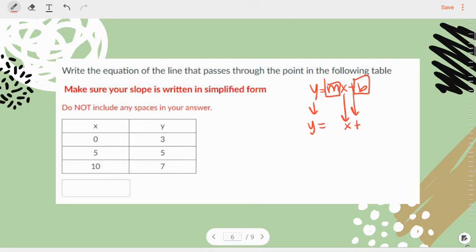Like I said before, I always find the y-intercept first because it's the easiest to find. I'm looking for an x value of 0. Here it is, my y-intercept. My y-intercept is 3. So I'm going to replace that b with a 3.